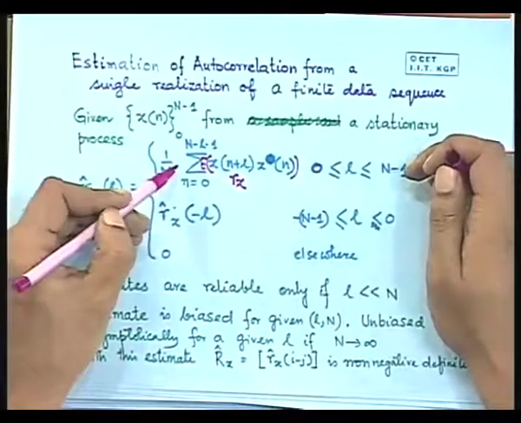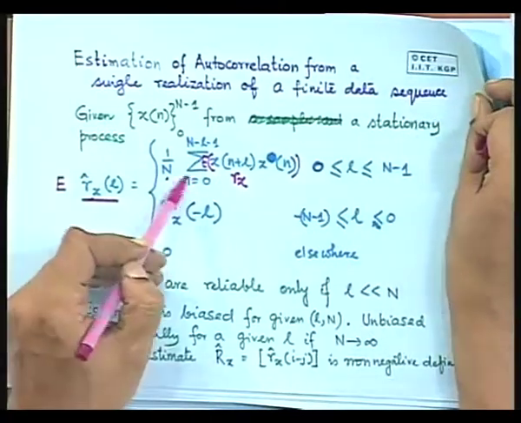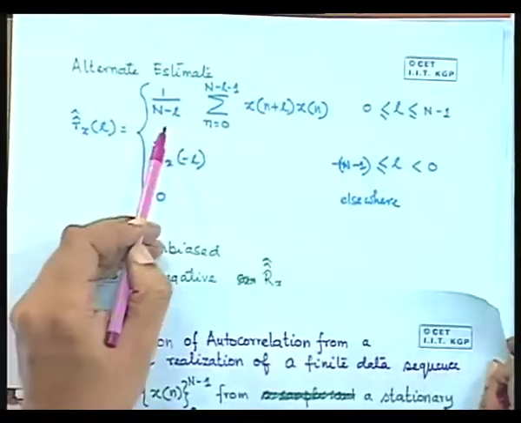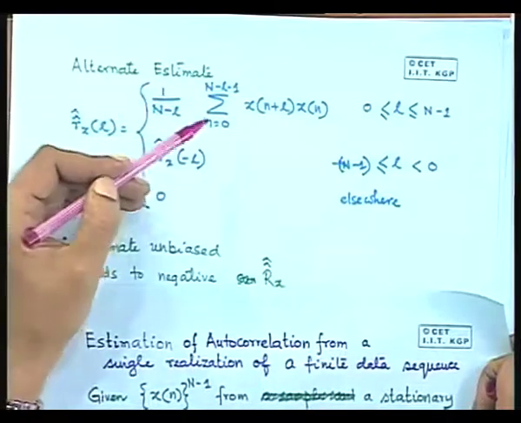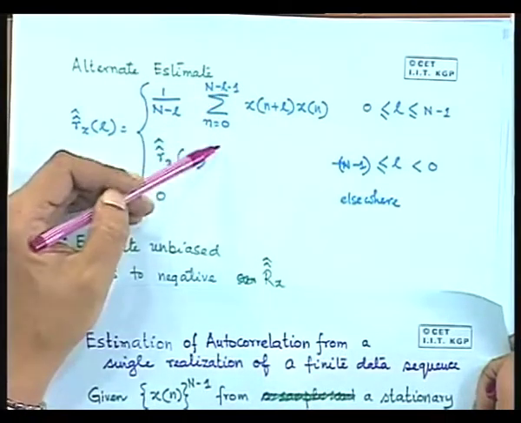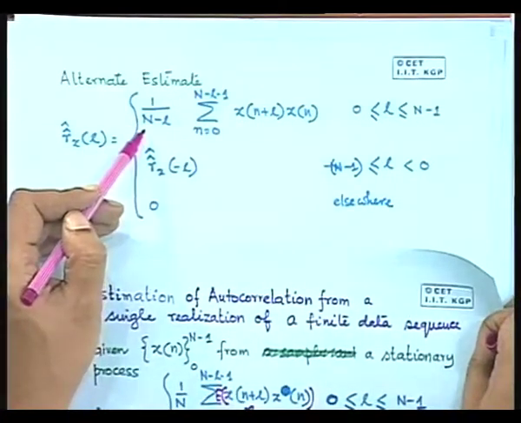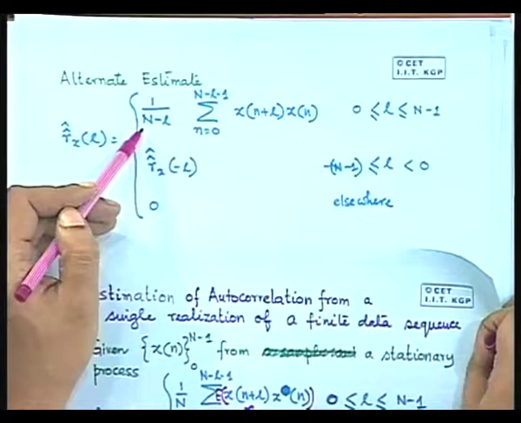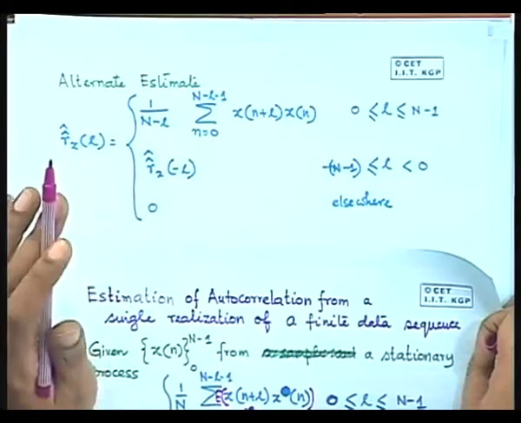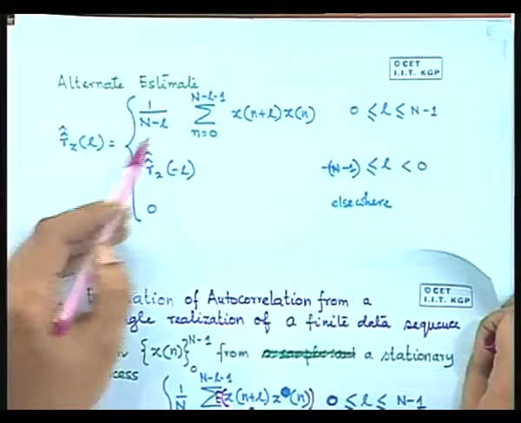But still these estimates are used. For example, it is very easy to actually remove this bias. What is the idea? Here you have n minus |L| terms, so why are you dividing by n? Divide it by n minus |L| instead. That will make it an unbiased estimate. But there is a problem. If you do that, then it can be shown that the overall Rx matrix may not remain positive definite. The Rx matrix is supposed to be a positive definite matrix.